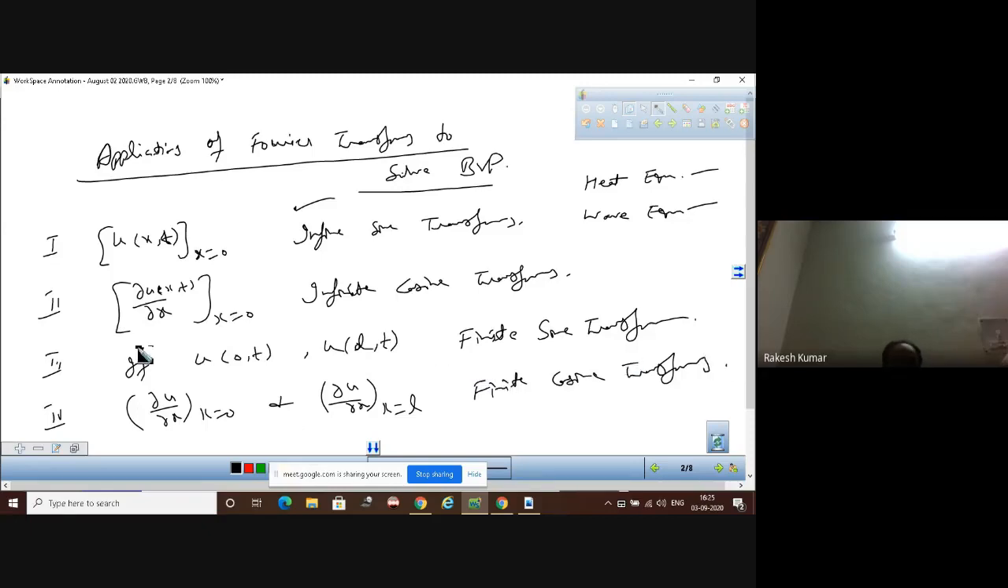So this is the way to decide which transform we will apply. You must remember these 4 points. We are to employ the infinite Fourier sine transform and the infinite Fourier cosine transform, and the finite Fourier sine transform and the finite Fourier cosine transform. So it is very important to know which transform we are to apply. Let us do an example.